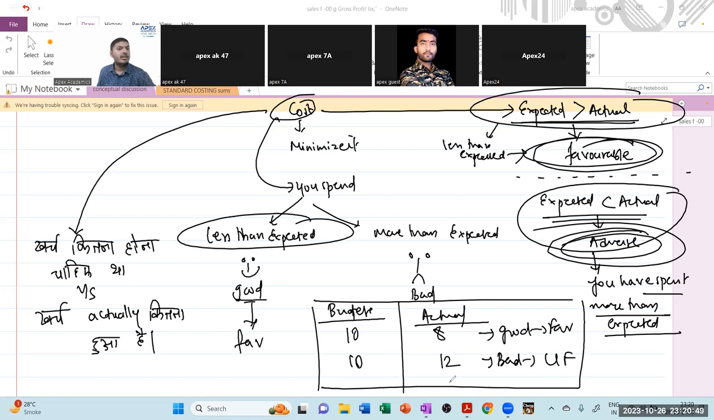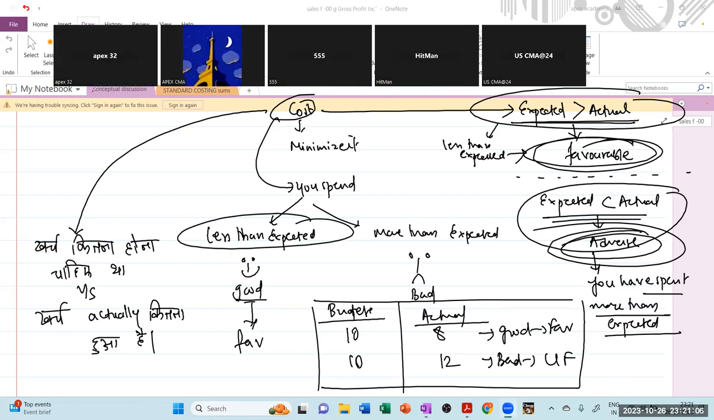is adverse. So adverse और favorable का concept सभी को अच्छी तरीके से समझा है is what I expect. Give me a thumbs up if this is the fact. If anybody requires a re-explanation, please let me know. I will provide a re-explanation for this particular concept again.